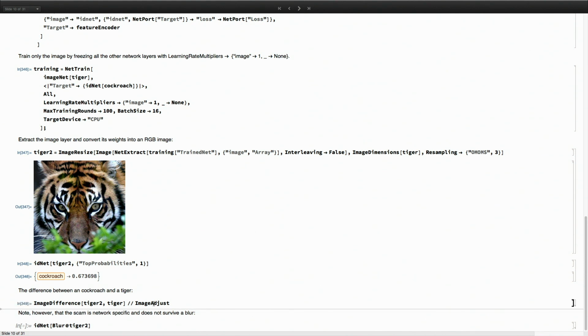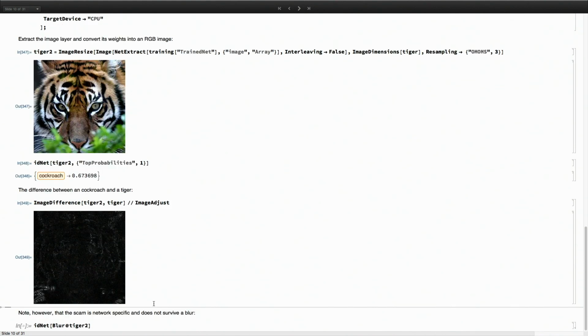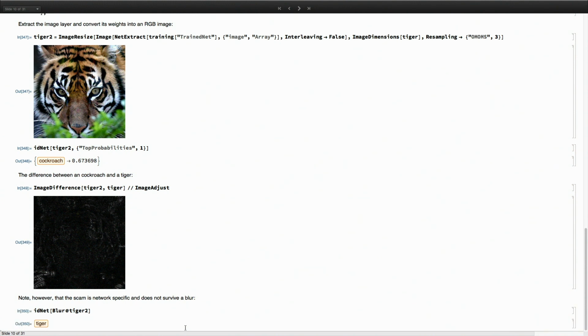So looking at the difference, there's very little difference, and what you see is maybe a very high spatial frequency. So then we can figure out that by blurring it, for example, I get back to tiger. I can also apply a different neural network. It wouldn't be fooled.